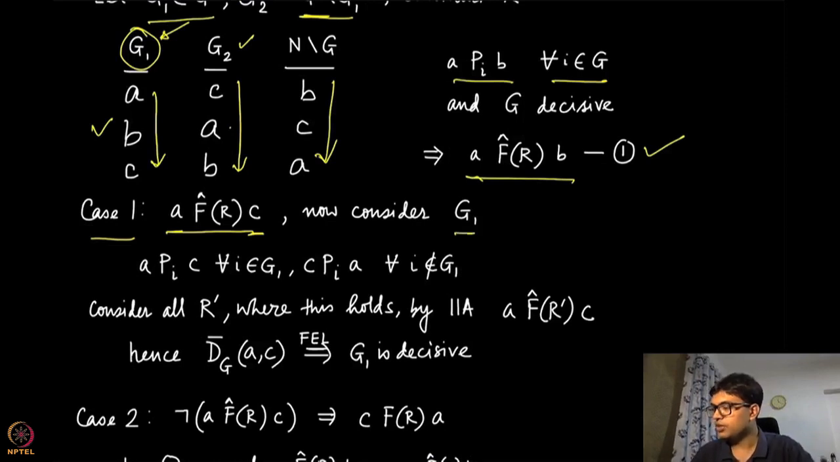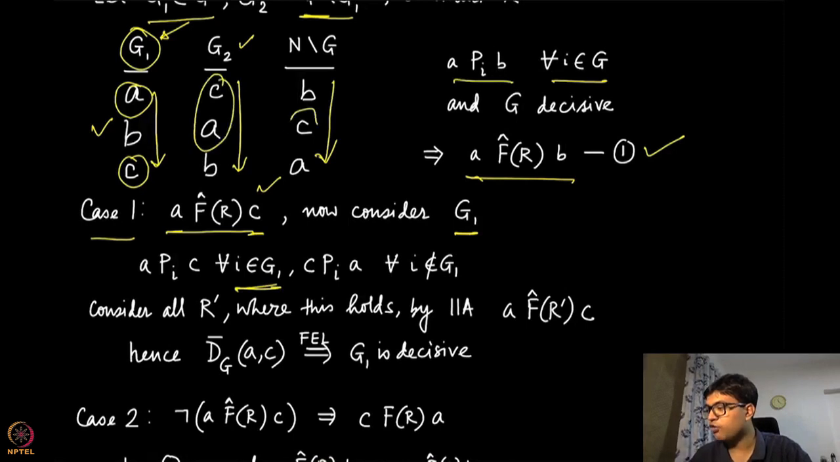So now in the first case, where A is strictly above C in the final outcome, we are considering G1. What we observe is that A is strictly above C for all the agents in G1, and the other thing is true: C is above A for all the other agents. So everybody outside G1, C is above A. This should remind you of some property. This is almost decisiveness. Now, in order to complete the proof that G1 is decisive, we'll have to show that A is strictly preferred over C in the final outcome.